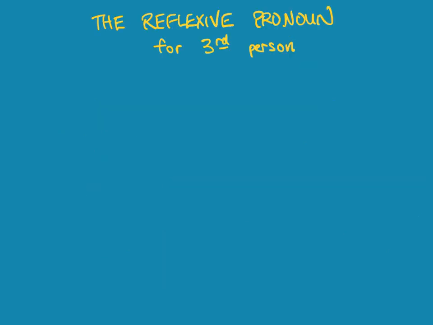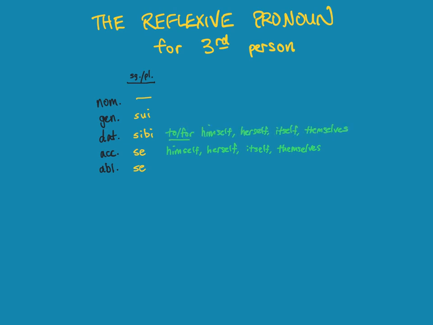The reflexive pronoun for the third person, however, does have a separate vocabulary word. But the good news is there are only 4 forms to learn. The singular and plural are identical. And the nominative form doesn't exist because the reflexive pronoun is only ever used for the direct object or the indirect object, or with an ablative or to express possession.